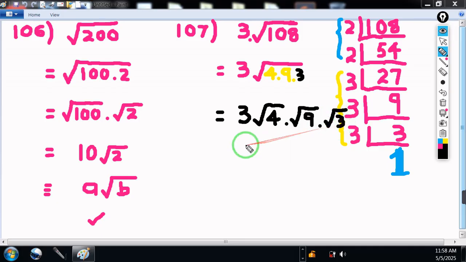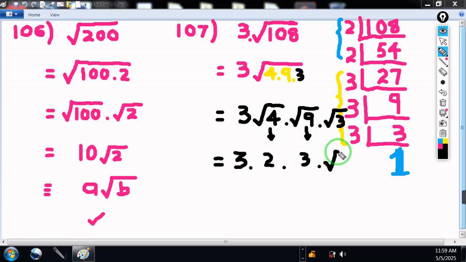So you find that there's no way we can mix up or fall out. This is 3. The root 4 is 2. The root 9 is 3. The root 3 is 1.732.